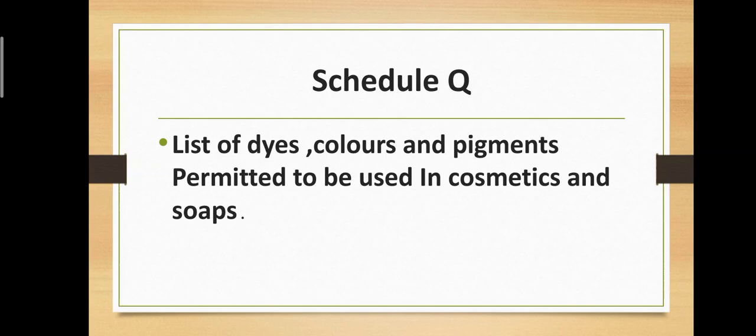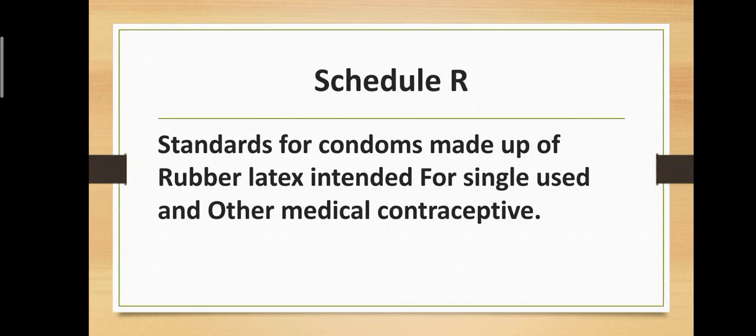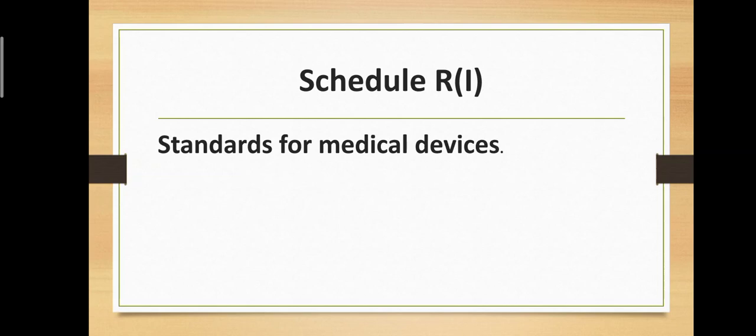List of dyes, colors and pigments permitted to be used in cosmetics and soaps. Schedule R: standards for condoms made up of rubber latex intended for single use and other medical contraceptives. What is Schedule R? Standards for condoms made up of rubber latex intended for single use and other medical contraceptives. Schedule R1: standards for medical devices.